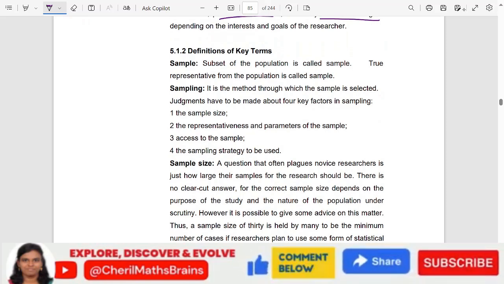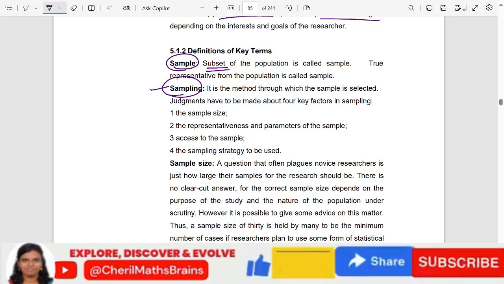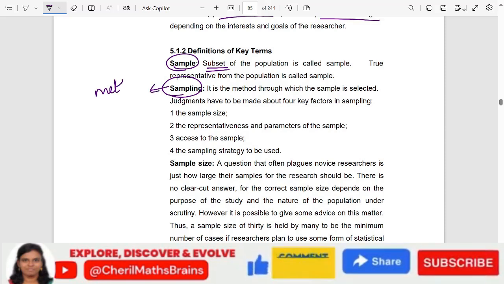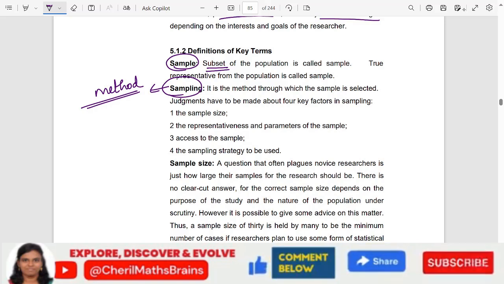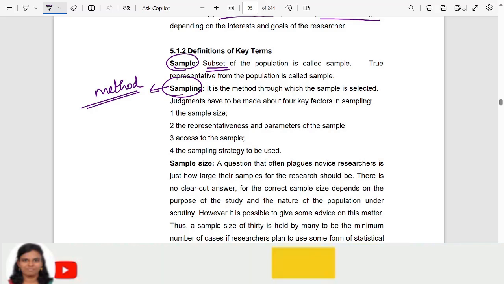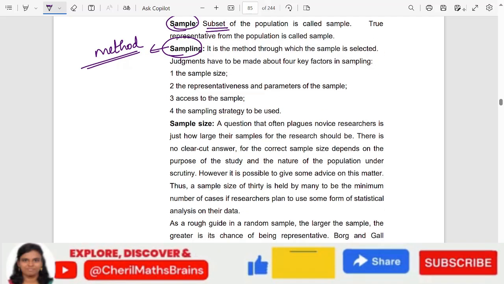So on the key terms, the first one is going to be sample. Sample is going to be the subset of the population. Sampling is the method in which the sample is selected. So which method I'm going to use to select the sample, that is going to be called sampling. Okay, so when we need to do sampling, we need to know the sample size, the representativeness and parameters of the sample.